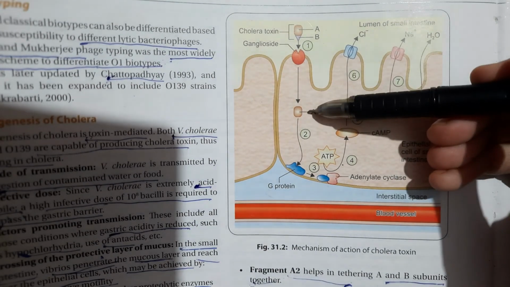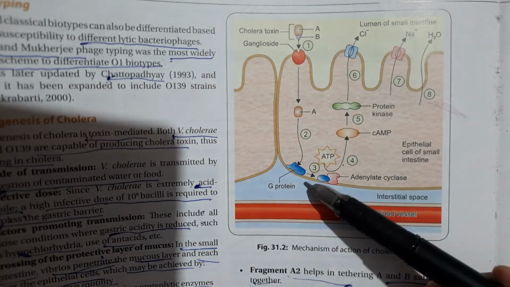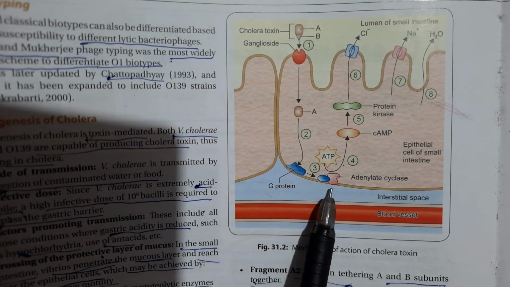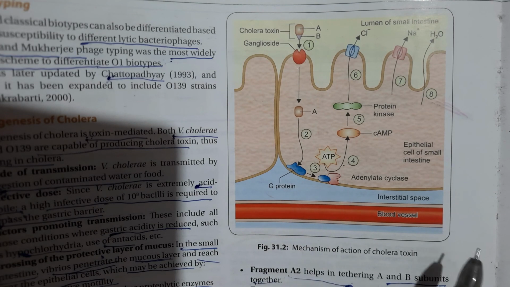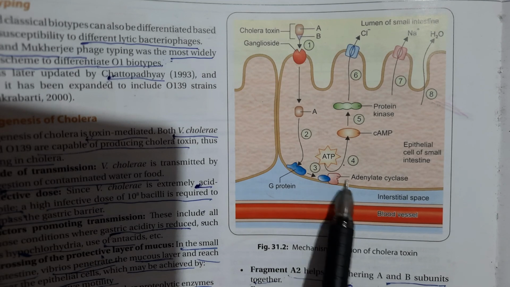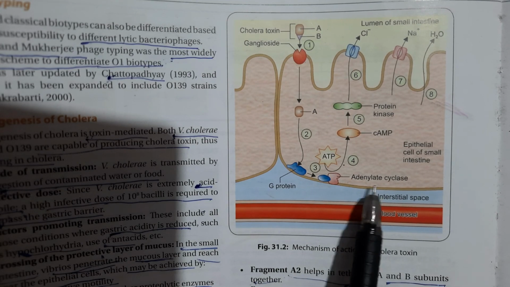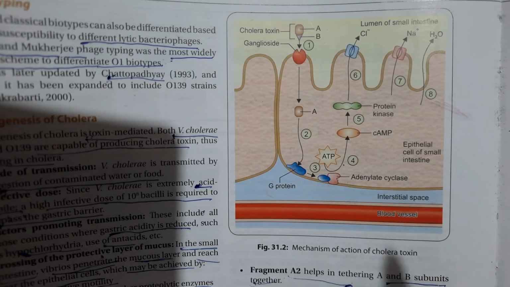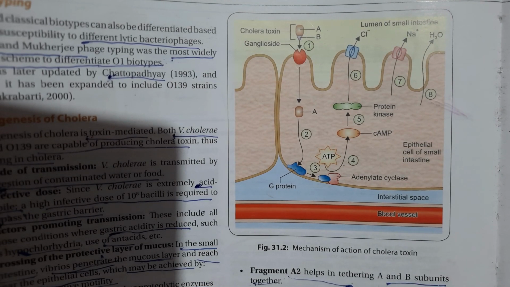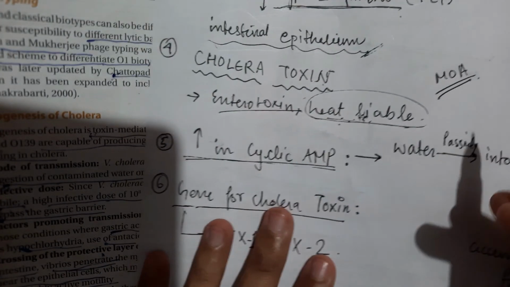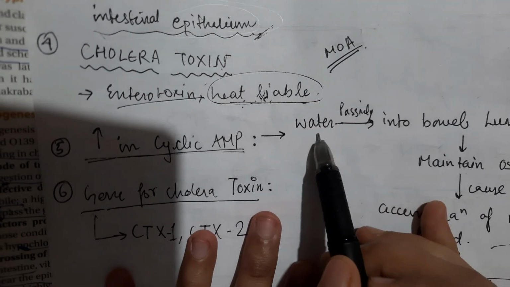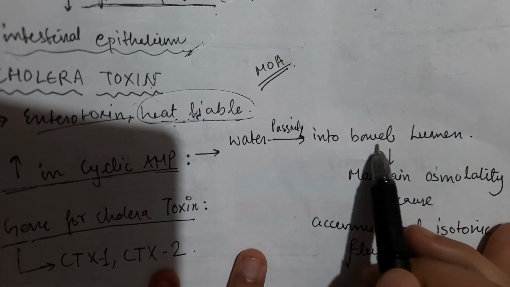Once fragment A enters the epithelium, it goes and binds with the G protein. There it causes ADP ribosylation of the G protein and increased activity of adenylate cyclase. When there is increased activity of adenylate cyclase, it causes accumulation of cyclic AMP inside the epithelium. What happens if there is an increase in cyclic AMP? It moves water passively into the bowel lumen.